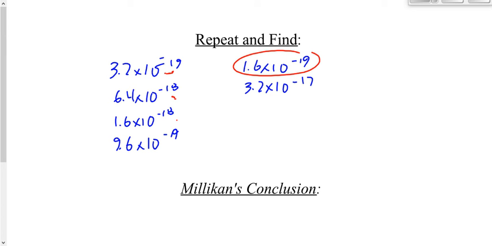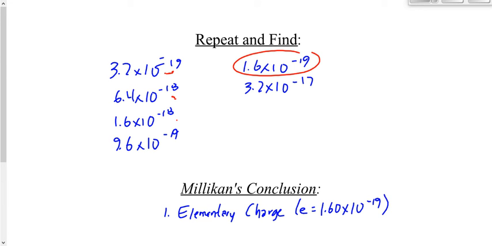And what's the conclusion that he draws from that? Two things. One, there is what we call an elementary charge. The smallest possible charge. The elementary charge is 1.6 times 10 to the minus 19 coulombs, which corresponds to the charge of an electron.